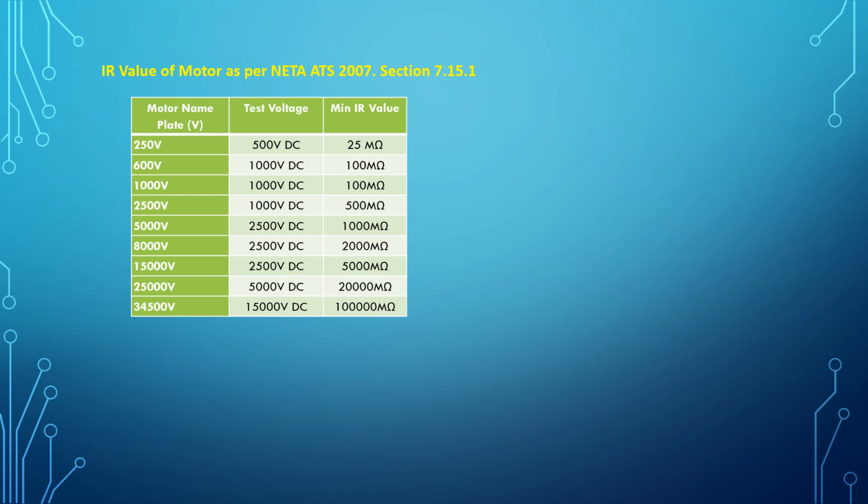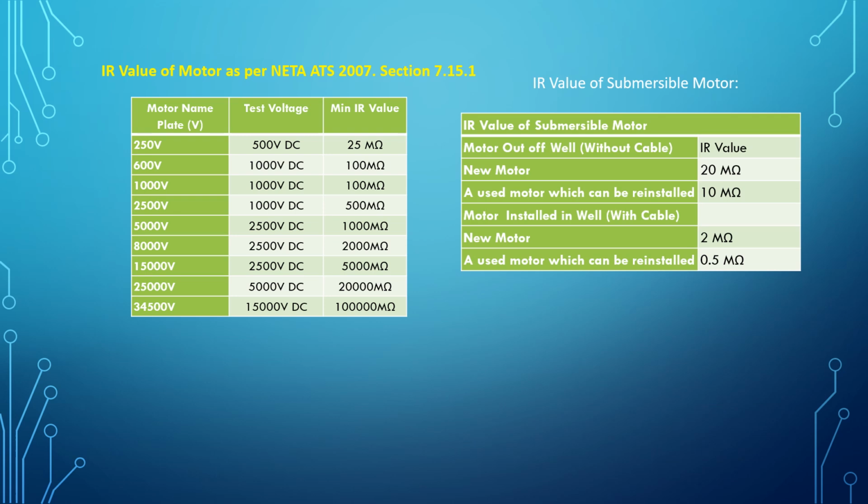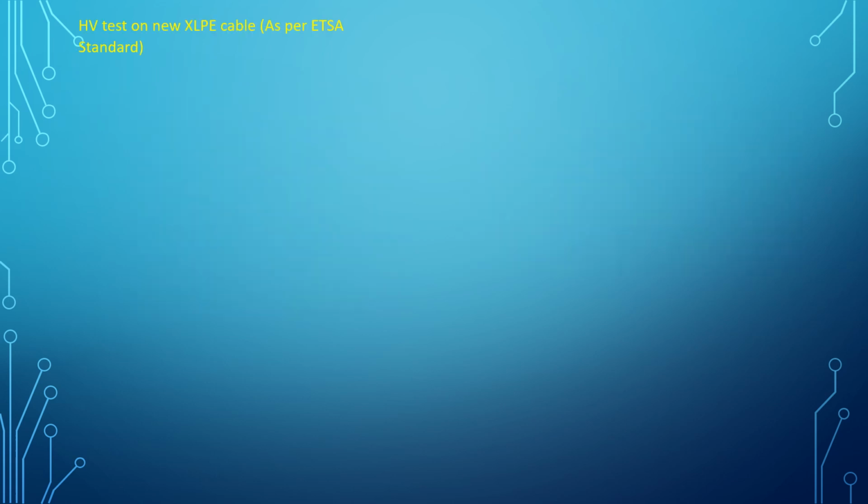Nameplate voltage, so 250 volts down to 34,500 volts. The test voltage you can see, and the minimum IR value, that is as per NETA. So submersible motor, this is the one. IR value for new motor, used motor installed, motor installation, new motor, this is the value. So the HV test for the XLPE cable, guys, as per NETA.